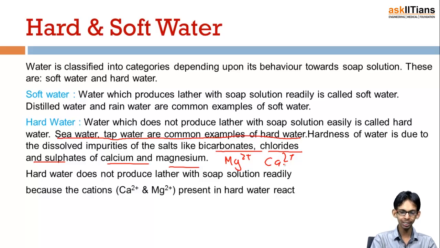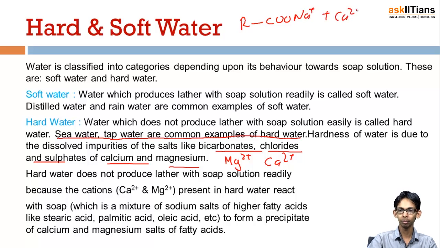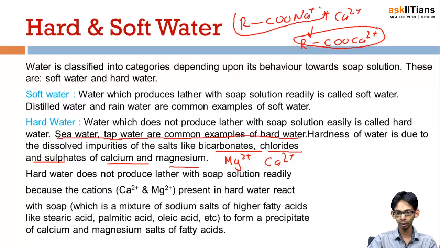Why? Because the cations, calcium and magnesium ions present in hard water, react with soap to form a precipitate of calcium and magnesium salts. We can see actually a soap molecule is something like this. When it comes in contact with calcium ion present in water, it forms (RCOO)2Ca, which gets accumulated in the form of scum, and that is why the soap does not work, does not produce lather.